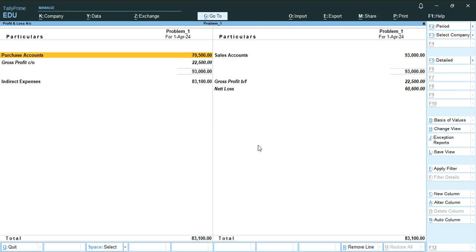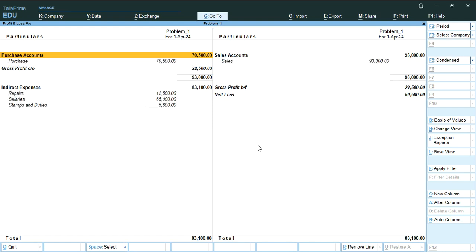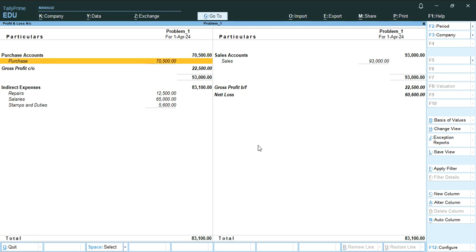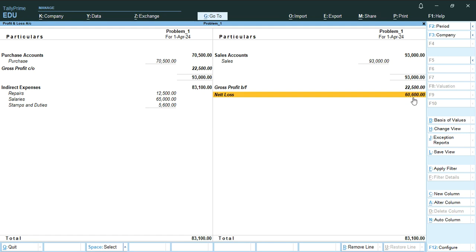So observe the difference. Before Alt F1, the report is like this. It is a consolidated profit and loss report. Press Alt F1, it is detailed. It shows the purchase value, sale value. We have got the gross profit. But at the end of the day, we have incurred some expenses. So that's why we have got the net loss. So make a note of this net loss.